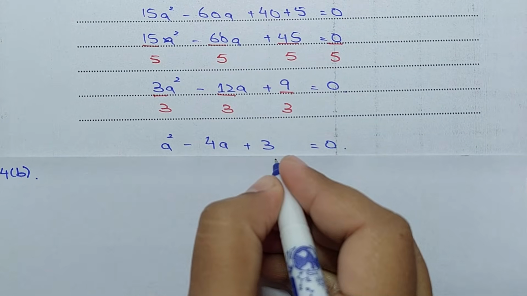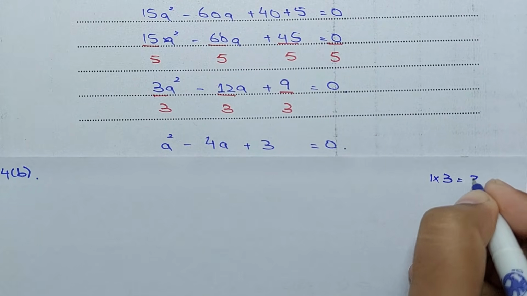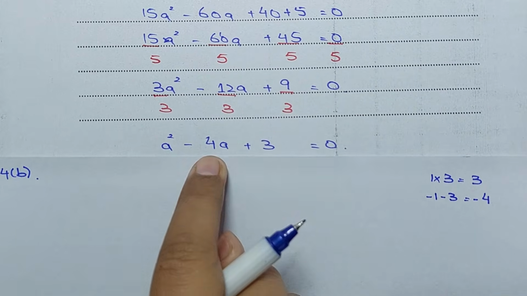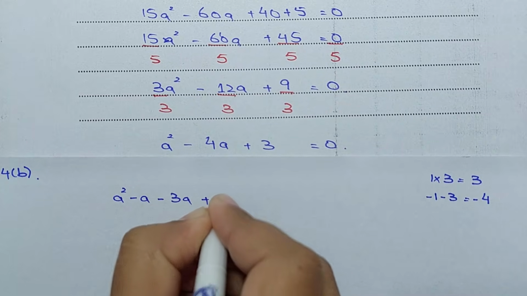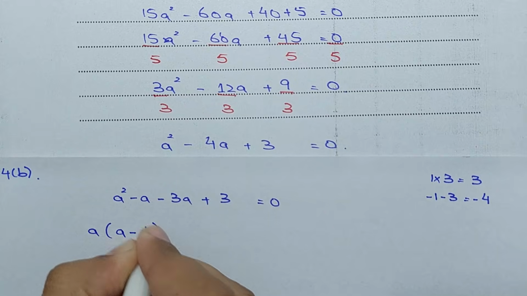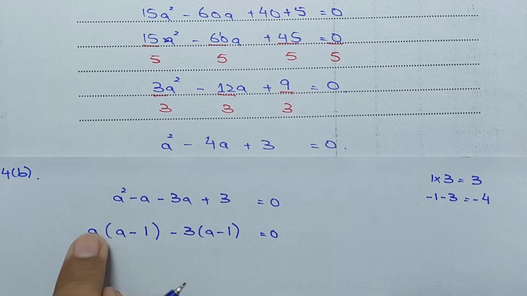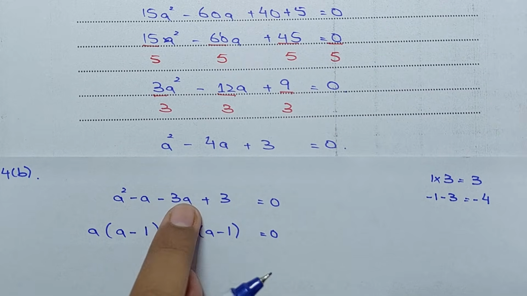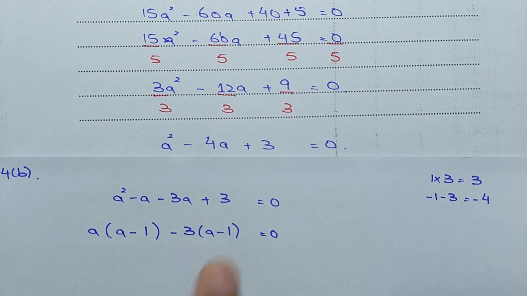Now this is a quadratic equation in a variable a. We need to factorize it. 1 times 3 is 3, and when you do minus 1 minus 3 gives you negative 4. So break negative 4: a square minus a minus 3a plus 3 equals to 0. Take a common, we are left with a minus 1. Negative 3 is common, a minus 1 equals to 0. When you took a common, 1a is left, and negative 3 is common, so negative 1 is left.